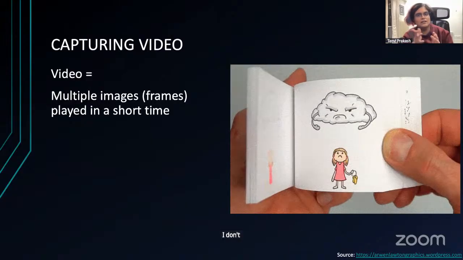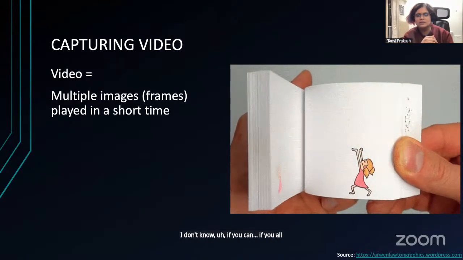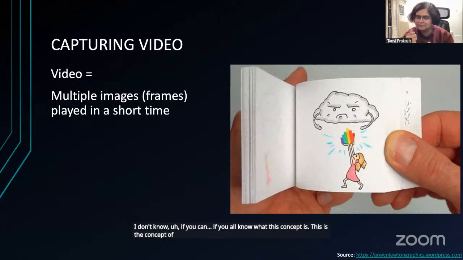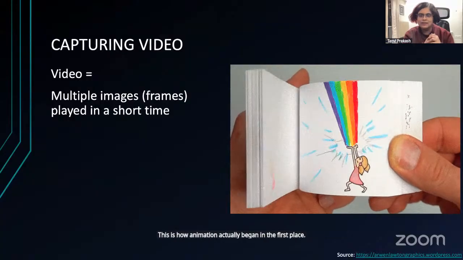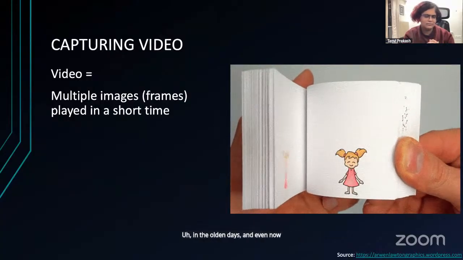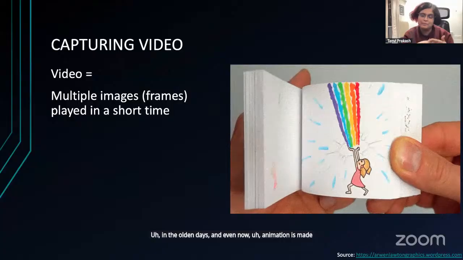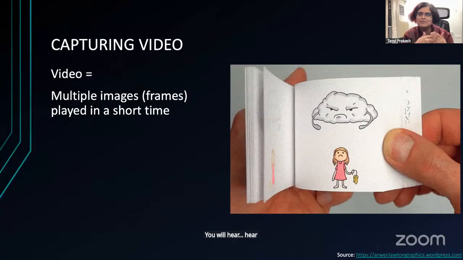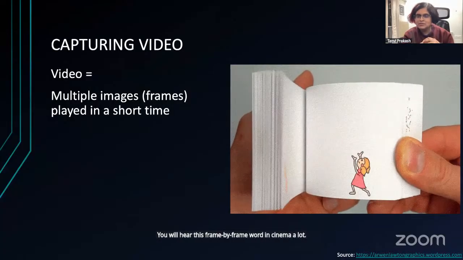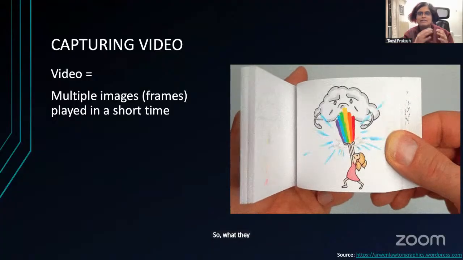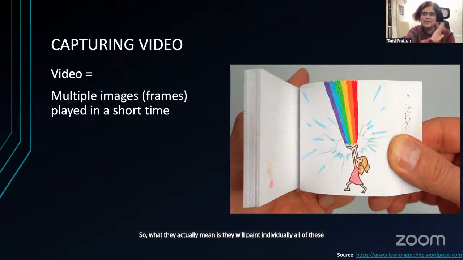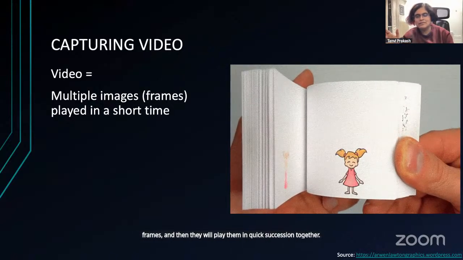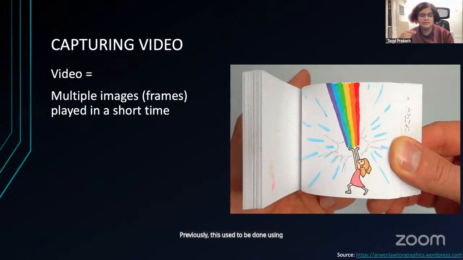I don't know if you all know what this concept is. This is the concept of a flip book. This is how animation actually began in the first place. In the olden days and even now, animation is made frame by frame. You will hear this frame by frame word in cinema a lot. What they actually mean is they will paint individually all of these frames and then they will play them in quick succession together. Previously, this used to be done using cinema reels.